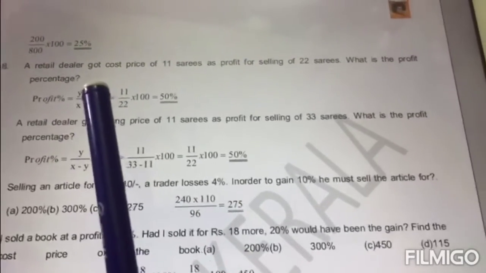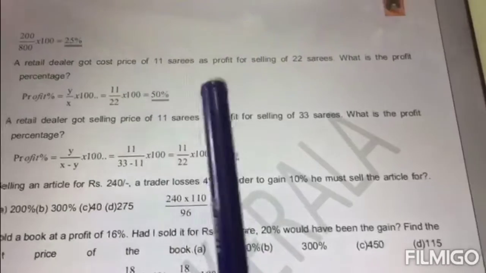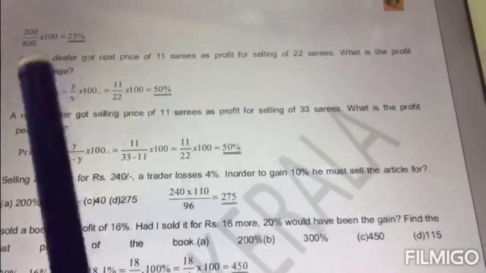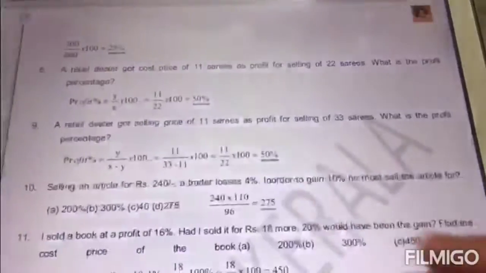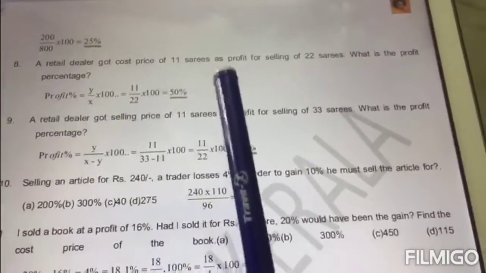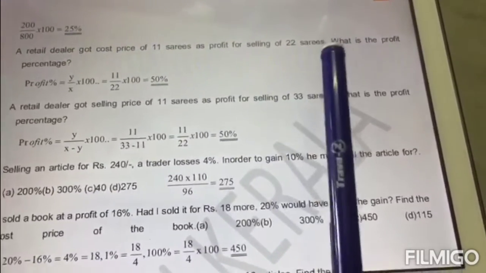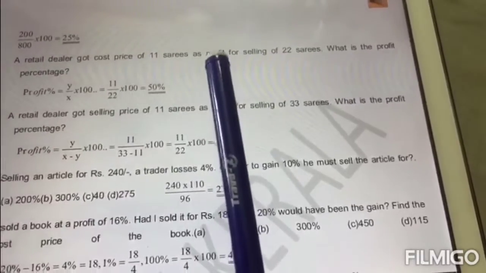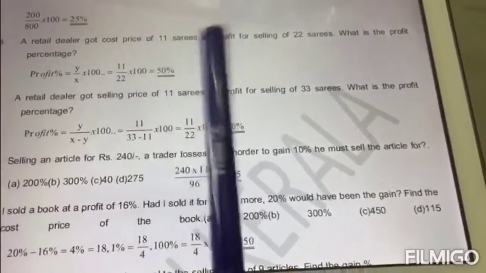Number 8. A retail dealer got the cost price of 11 saris as profit on selling 22 saris. What is the profit percentage? Okay, now it's very simple. So how many saris has the dealer sold? He has sold 22 saris, right? And he got a profit which is equal to the cost price of 11 saris.